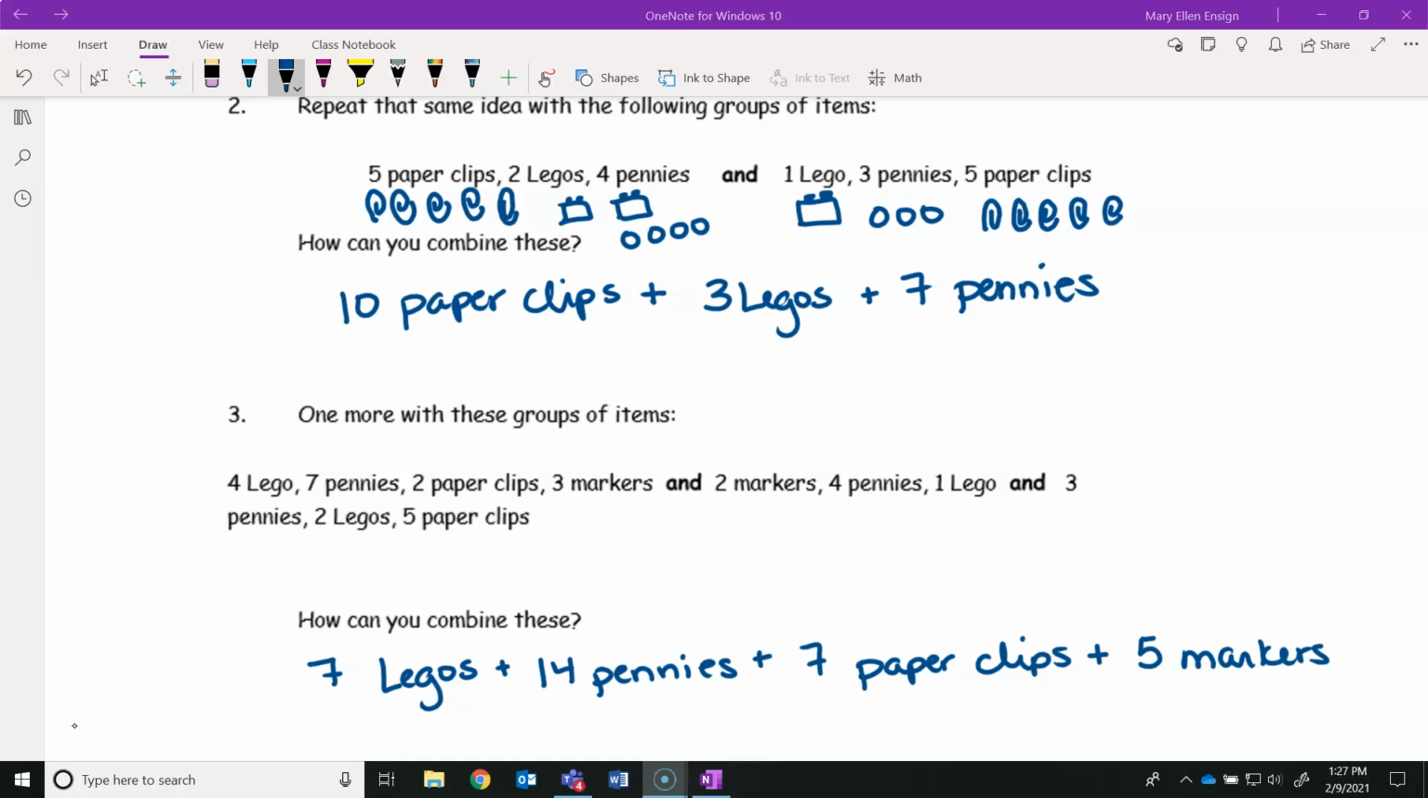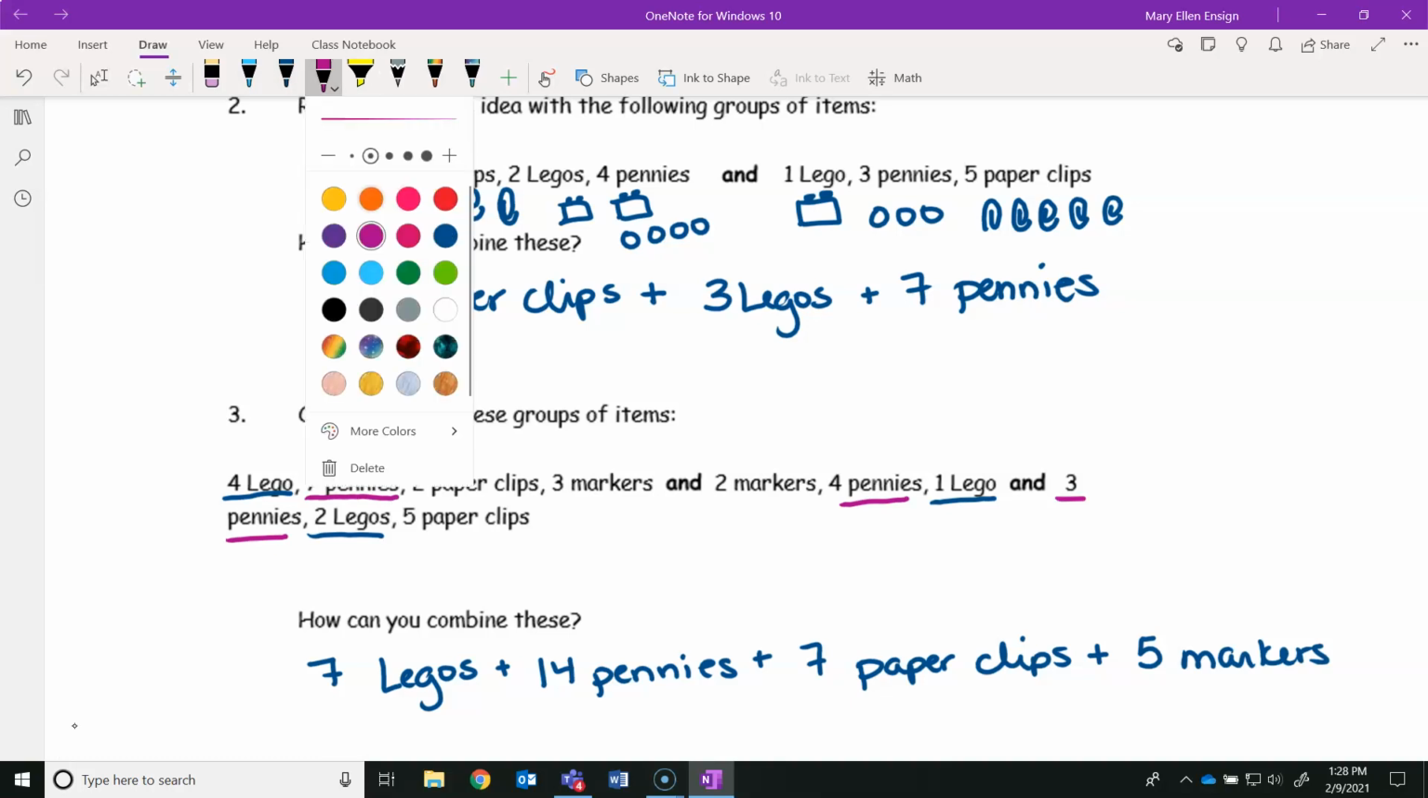And then here we had 3 groups of items. Now, again, you are more than welcome to have them out in front of you, or to draw them however you wanted. I think you're probably starting to see how this works though, right? We can take the Legos and combine those. So I have 4 Legos, 1 Lego, and 2 Legos. So 4, 5, 6, 7 Legos. Then I have 7 pennies, 4 pennies, and 3 pennies. So 7 and 4 is 11, plus 3 is 14.